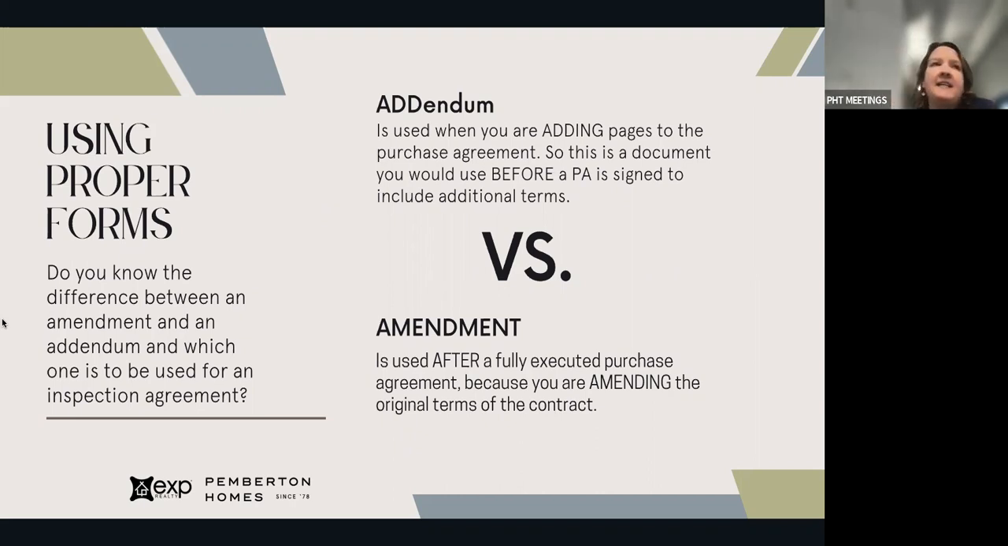At the end of the day, is it really going to matter? I mean, you have a signed agreement between buyer and seller, but I will tell you that you will have certain agents who might call you out on it if you use an addendum versus an amendment. You know, and it just maybe doesn't make you look as educated and experienced in real estate. So just know which form you're using for what thing. And typically, or technically, when you're negotiating inspection items post PA signatures, you would be using an amendment.